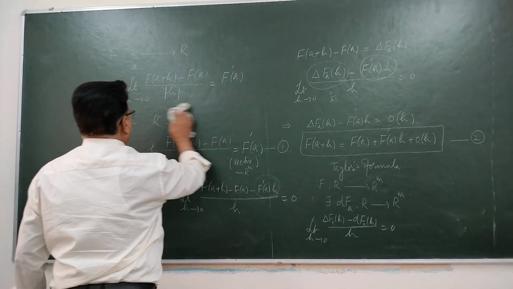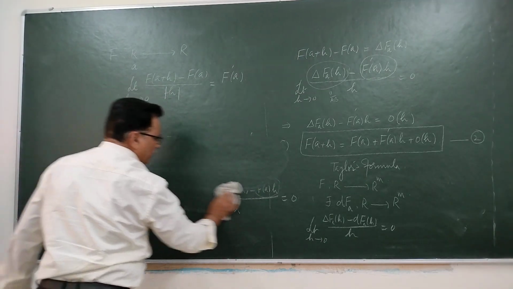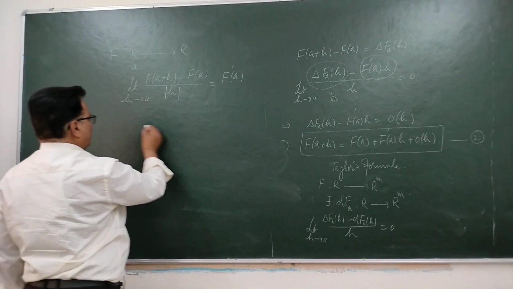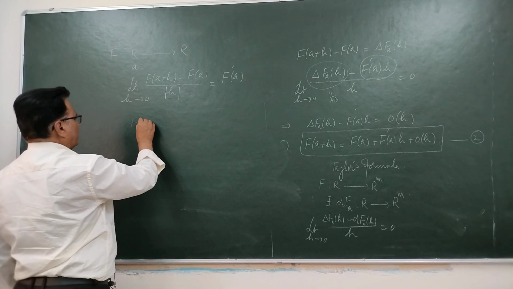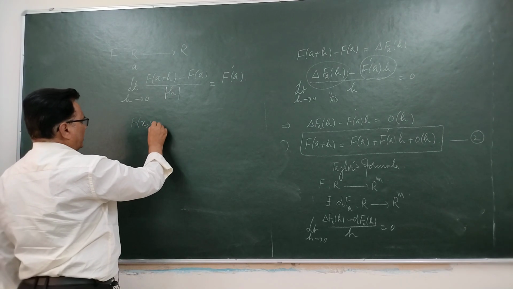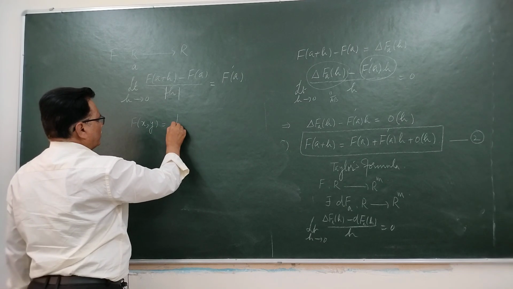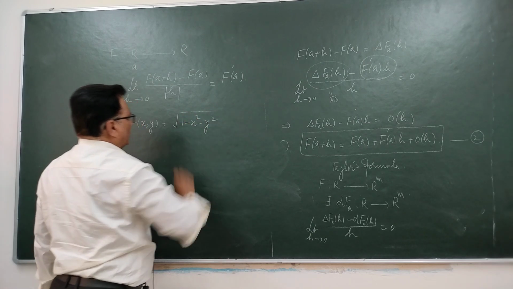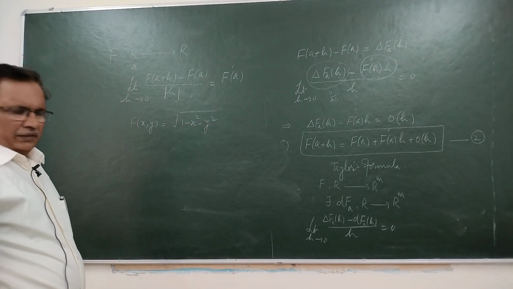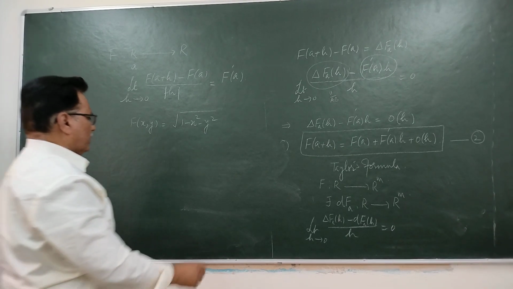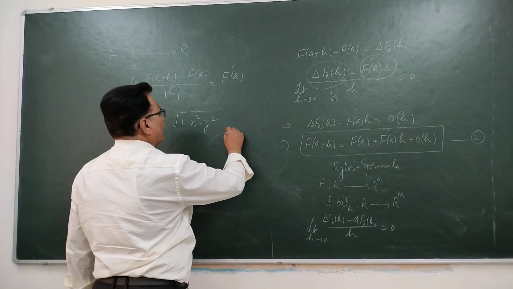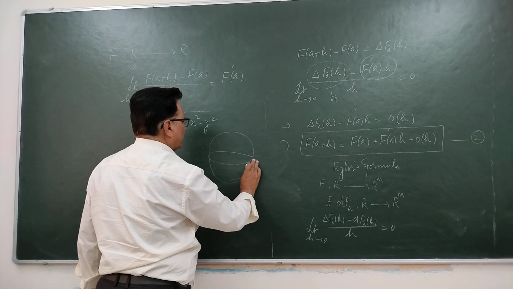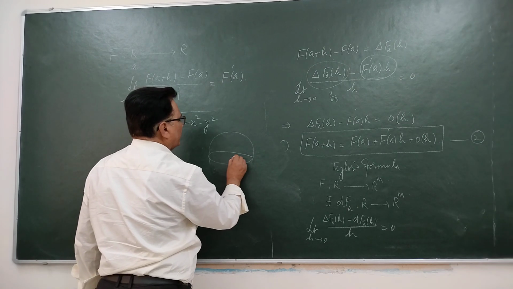For example, if I assume this to be the definition for functions from Rn to Rm, then you will notice, for example, if I consider a function f from R2 to R, say f of x, y equal to the square root of 1 minus x squared minus y squared. This gives a hemisphere in R3, a hemisphere whose center lies at the origin and whose radius is 1. I'm drawing the full sphere, but it is simply a hemisphere.